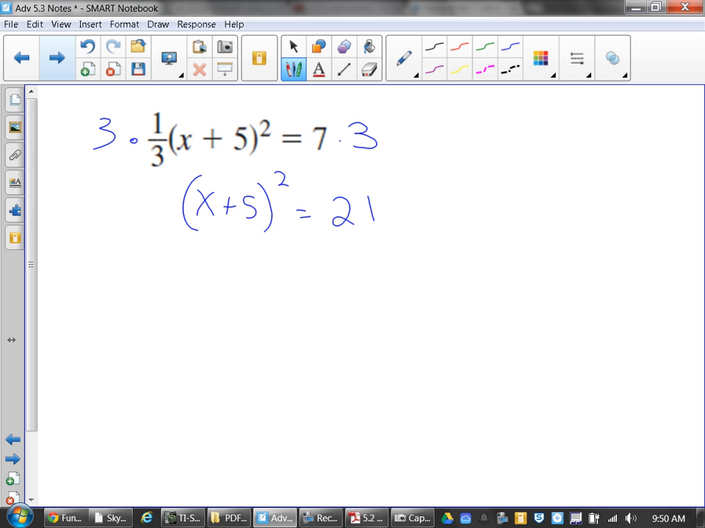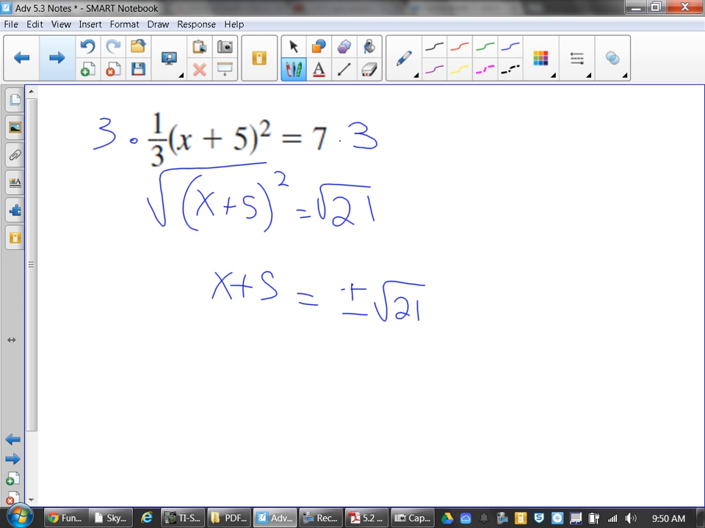Can I move the 5 first, or do I have to take the square root first? Square root, very good. In this case, we have to take the square root of both sides first. Square root of 21. Does everybody agree that you can't simplify that? Okay, good. So we have x plus 5 is plus or minus the square root of 21. Anytime you take the square root of an equal sign, you've got to go plus or minus. How do you move the 5?